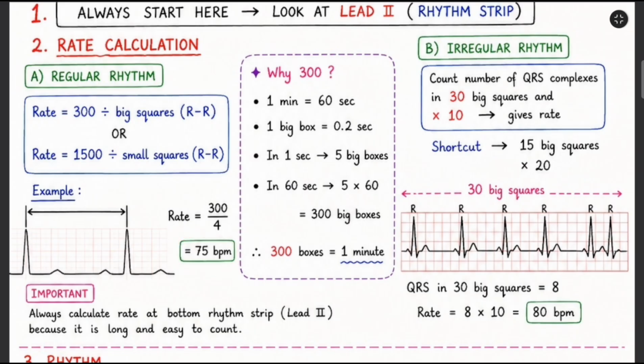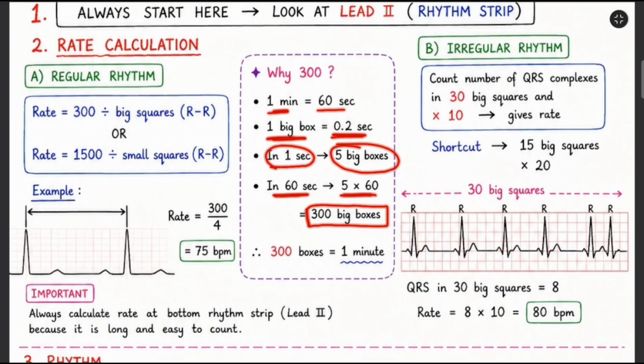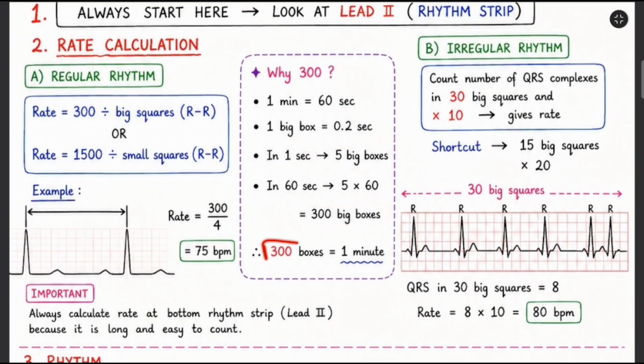Many students memorize the formula but never understand where it comes from. Let's calculate it. 1 minute equals 60 seconds. One large ECG box represents 0.2 seconds. That means in 1 second, there are 5 large boxes. In 60 seconds, there are 5 multiplied by 60, which equals 300 large boxes. So 300 large boxes represent 1 minute. That's why we divide 300 by the number of large boxes between two R waves.